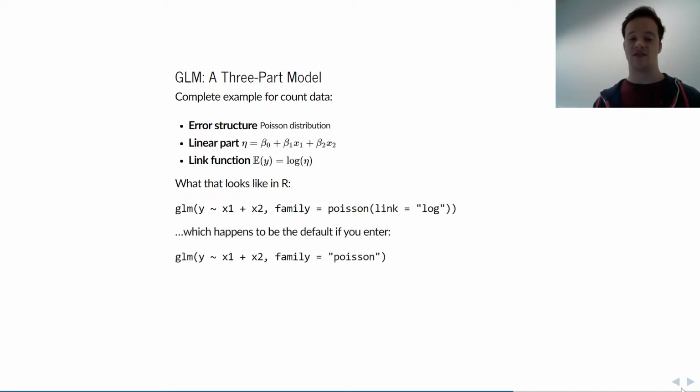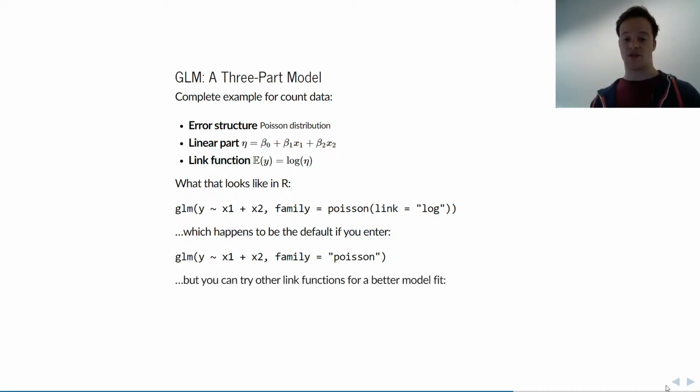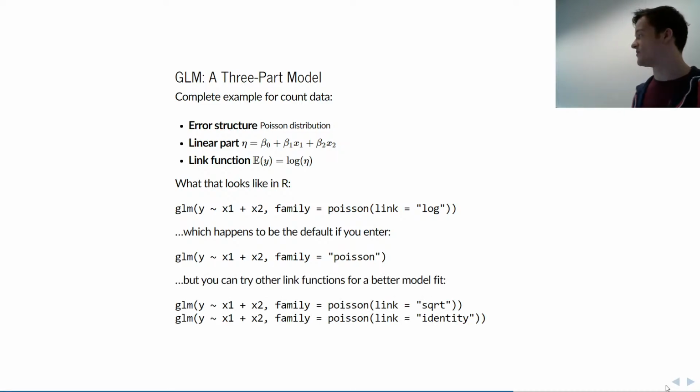If you don't do that, if you do this, then it will use the default, which is the canonical link function, which I will come back to later, but that's like the first choice for link function you would usually use. So if you just specify this, it will use the logarithm for Poisson. Now, but there are other link functions.